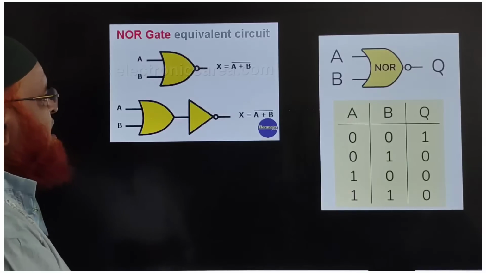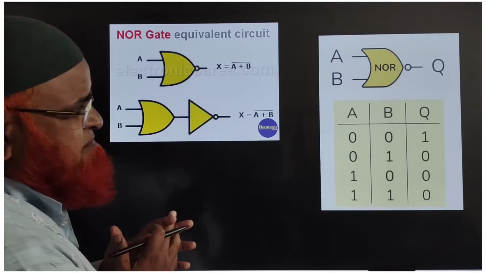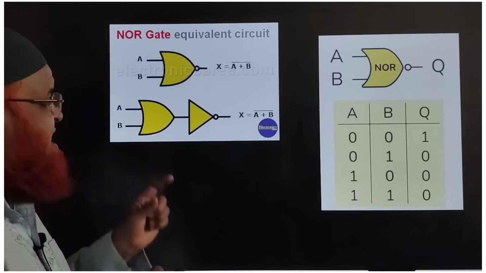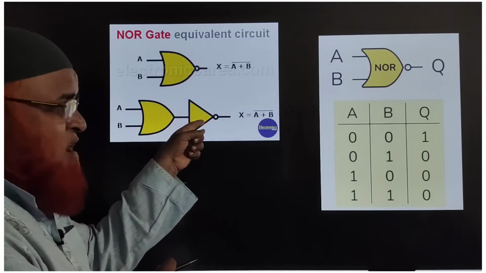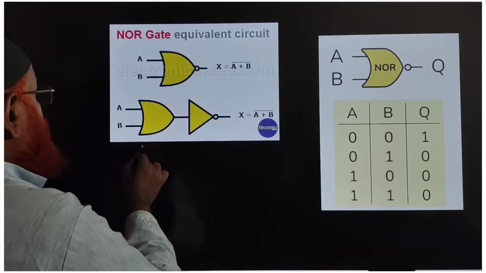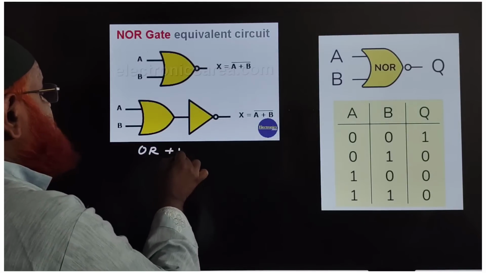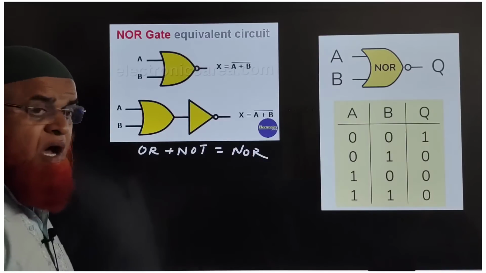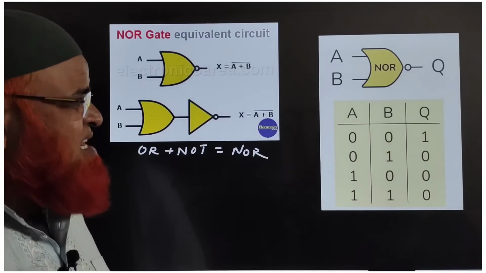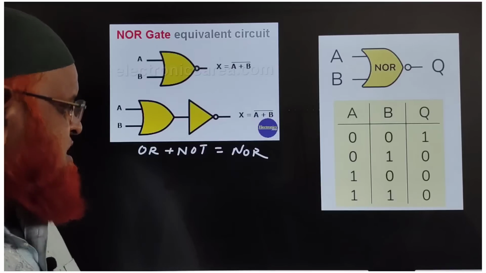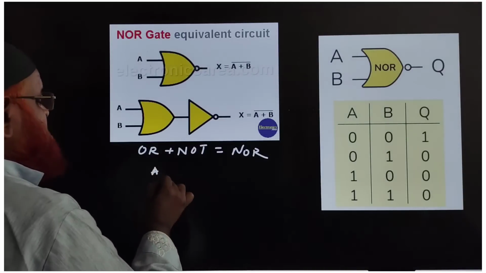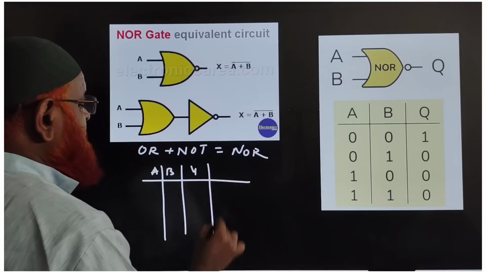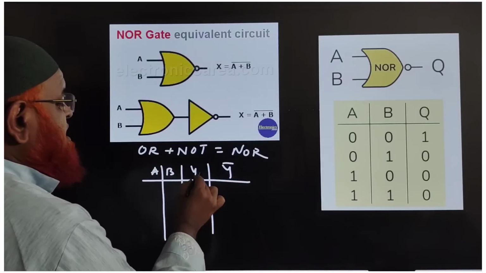Now see the next gate which is called as a NOR gate. NOR means combination of OR plus NOT. What is that? Combination of OR plus NOT gives you NOR. What is NOR actually? See here, I'll tell you. See, input is A, B, output is Y, and this is Y dash. ये हो गया.